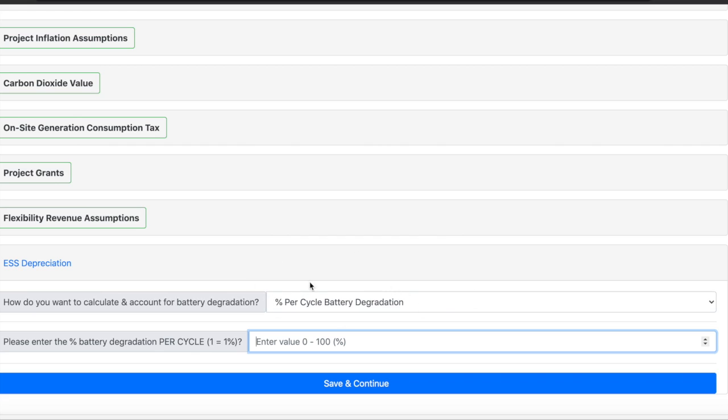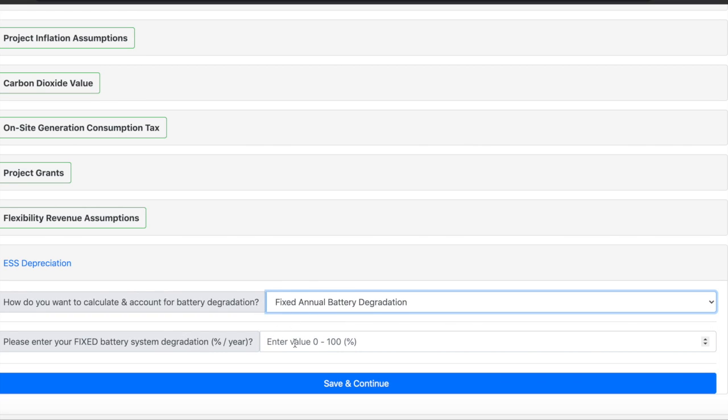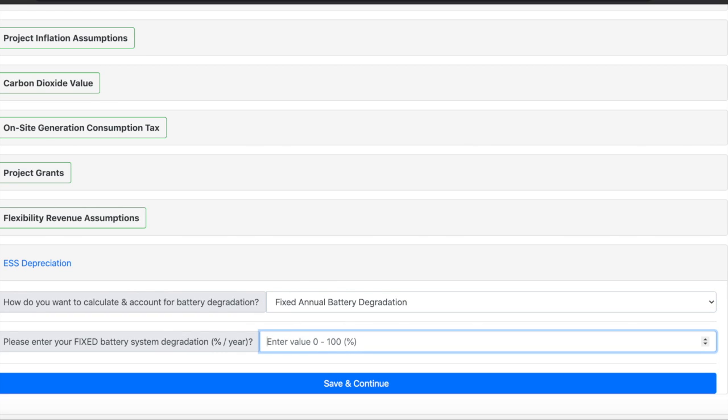You may not have a PerCycle battery degradation number, so what you can also do is a fixed annual battery degradation. In this sense, you can put in, actually I think my battery is going to degrade by 2% a year. So year 1, I can store 100%. Year 2, it will only be able to have 98% of its rated capacity. Year 3, it will then be 96, and so on.